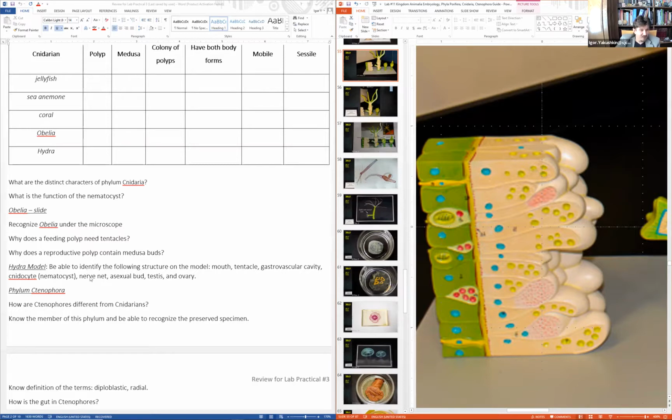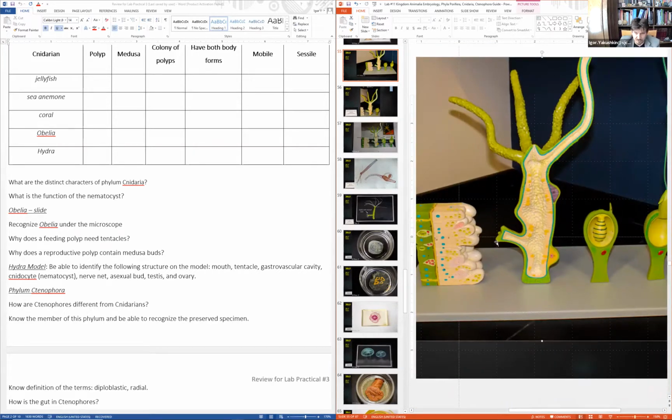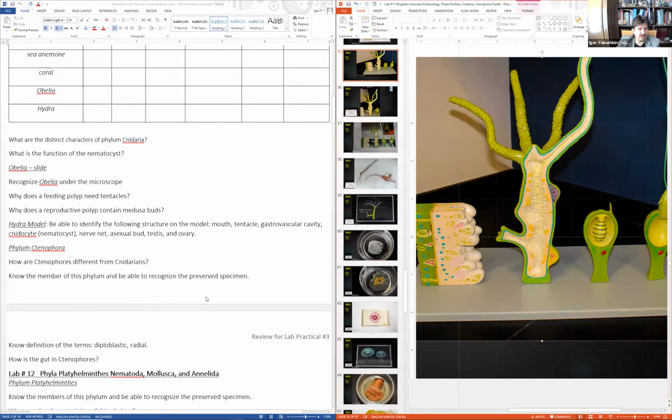So anyway, looking more at the nerve net, we already did that. Now let me move lower. The asexual bud. Here we have the asexual bud. Eventually it will separate, will be a mini-me of the hydra, and the testes and ovaries right here, but you don't have to worry about that for the lab practical.